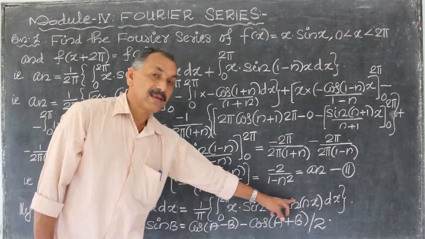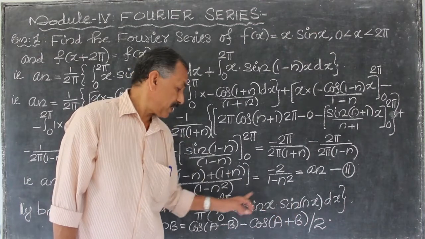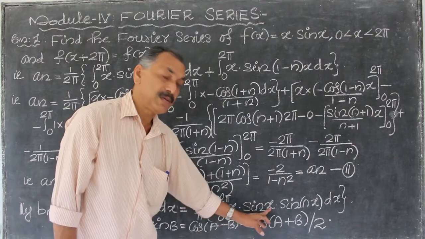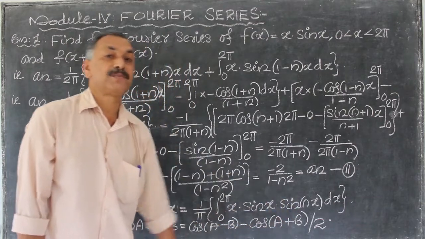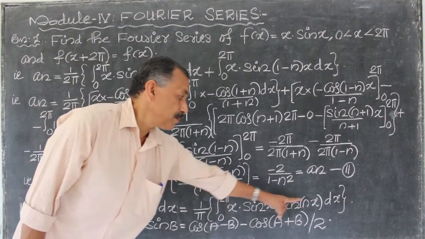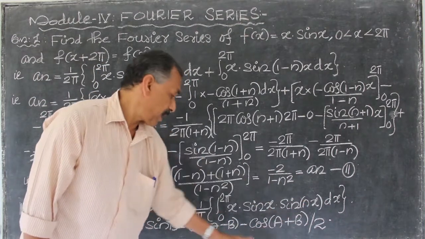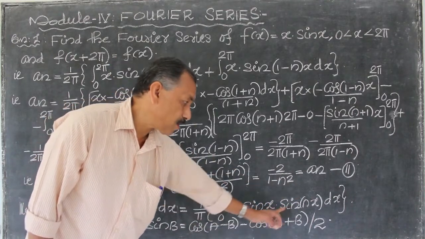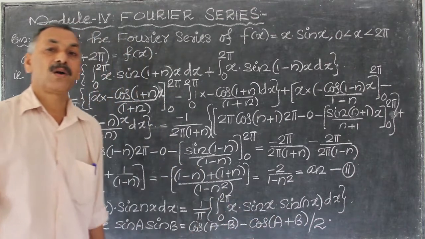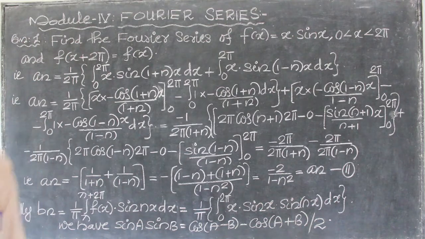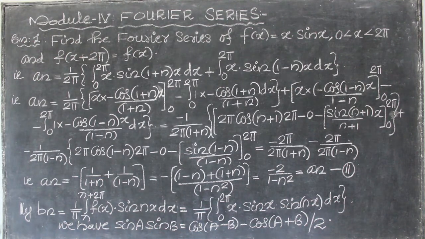Our property is applied to sin a sin b. x into sin a sin b is x into cos of a minus b minus cos of a plus b divided by 2. That is x into cos of a minus b, with the values x minus nx, minus cos of a plus b, x plus nx, all divided by 2. The second is the same here.